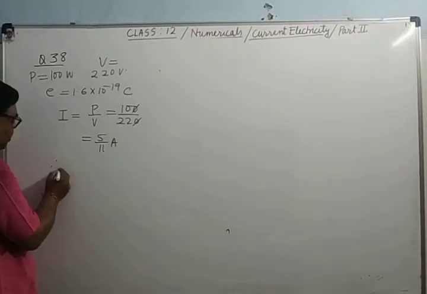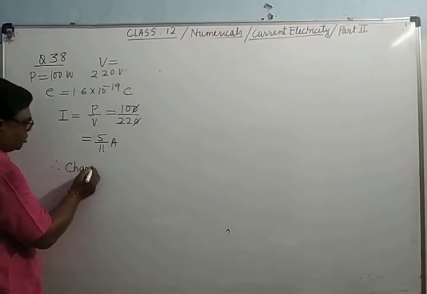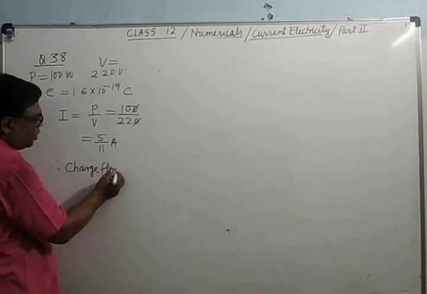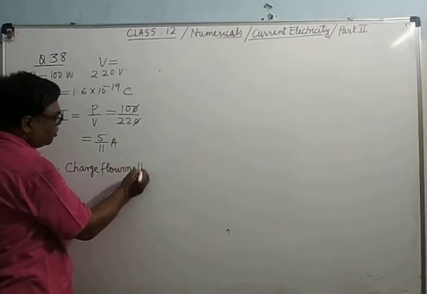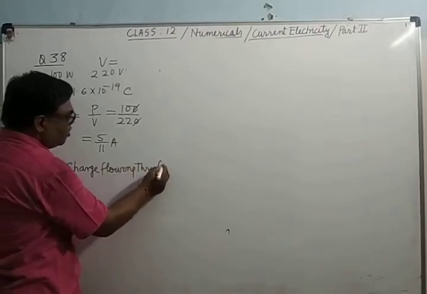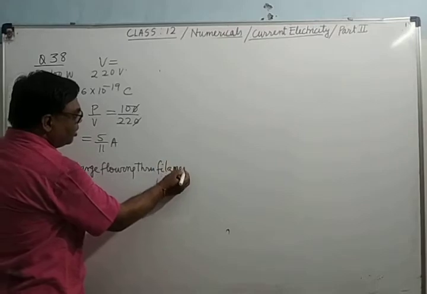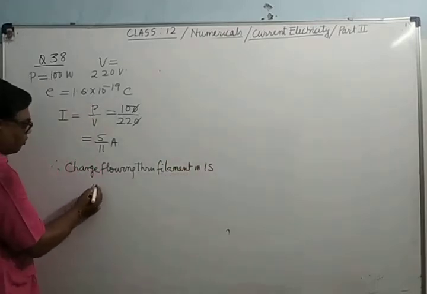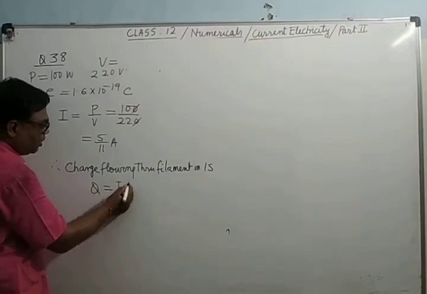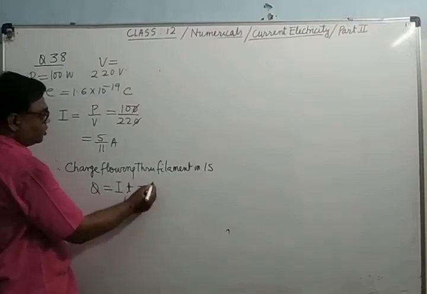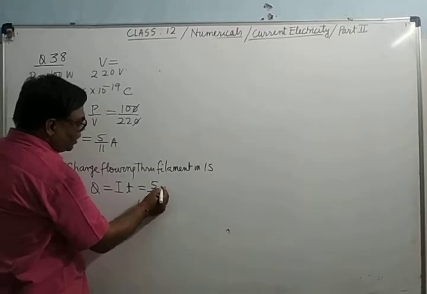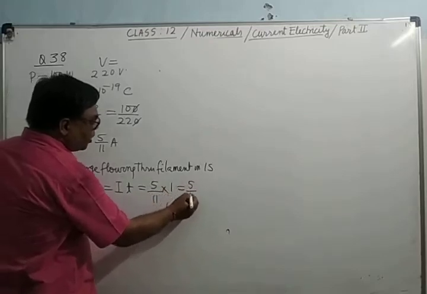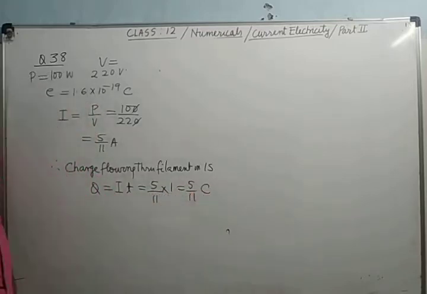Therefore, the charge flowing through the filament in 1 second. How much charge will flow through the filament in 1 second? Q equals I into T. I is given how much? 5 upon 11. Time is 1. That is 5 upon 11 coulomb. This much charge will flow.